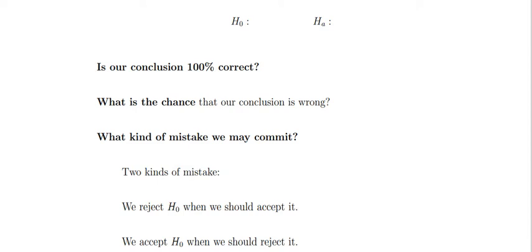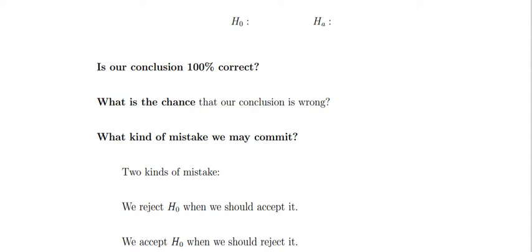But in stats, no decision is 100% true, right? So when we reject H0, maybe this is a mistake. We still have some chance of a mistake. Maybe our decision is wrong, right? Maybe H0 is something we should not reject. And when we accept H0, maybe that is also a mistake. We should not accept H0, right? So when we make a decision, we will have some mistakes.